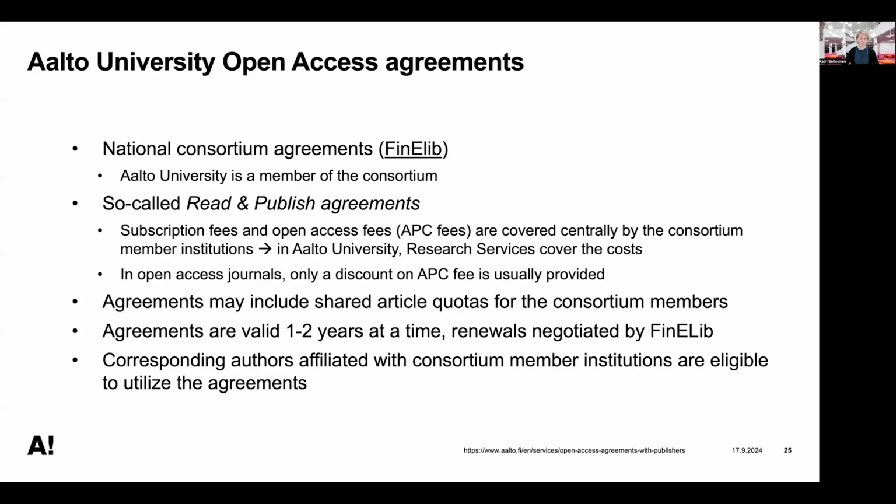Usually these are covered by the libraries, and in Aalto University, the research services cover the fees on behalf of the researchers and departments. Please keep in mind that in open access journals, usually a discount on the open access fee is available through these agreements. These agreements are valid one or two years at a time, and the renewals are negotiated centrally by the FINELIB consortium. Important to remember is that only corresponding authors affiliated with these consortium institutions can utilize the agreements.